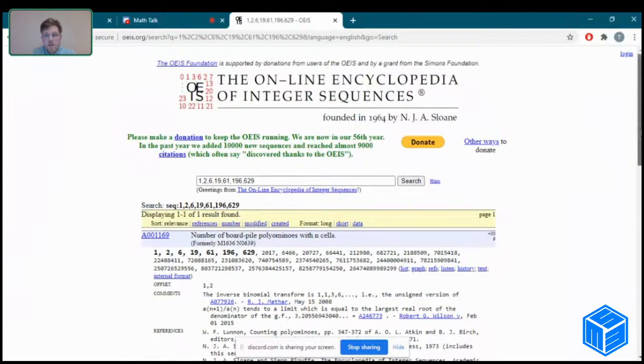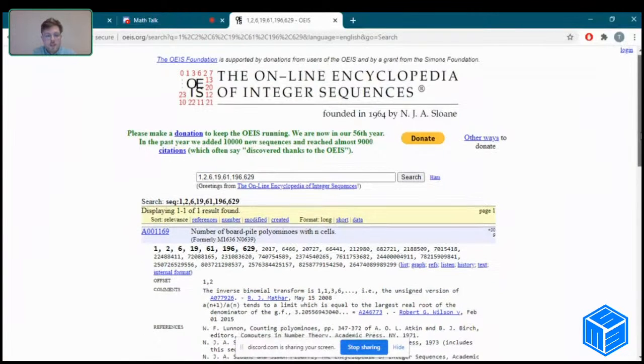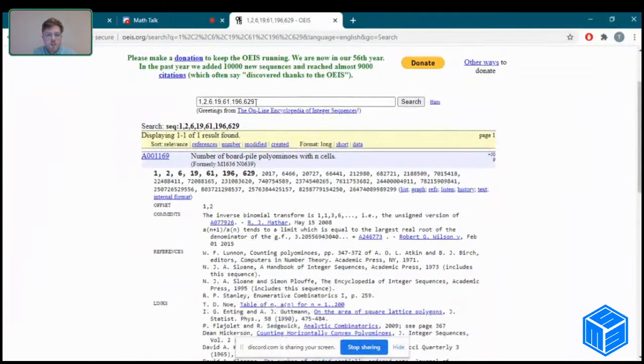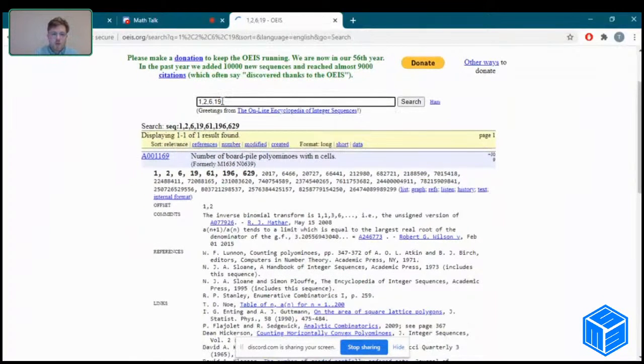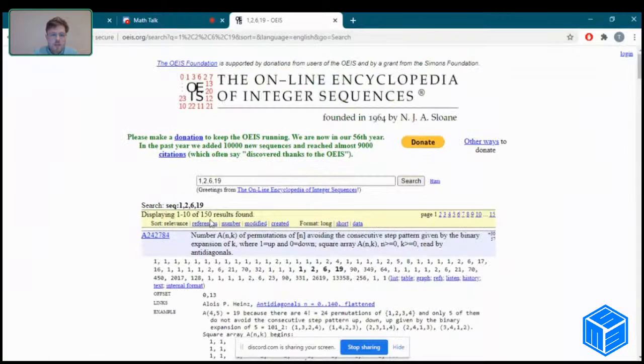And what the OEIS would give me is the list of every sequence in the world known to man. So let's actually get a little simpler. Let's just go 1, 2, 6, 19 first off. There are 150 results. That means there are 150 recorded instances in mathematics of different sequences that at some point have the numbers 1, 2, 6, and 19 in some order.